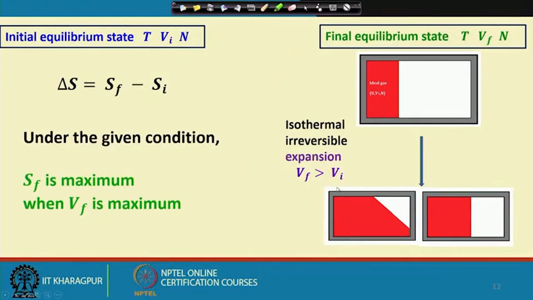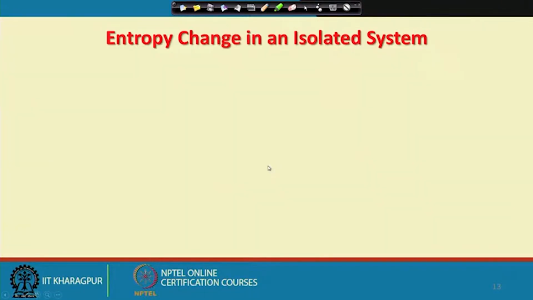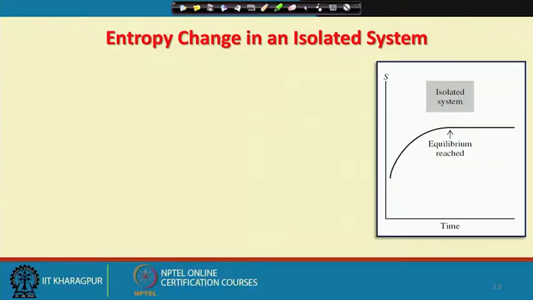Under the given condition, you see that the final entropy of the system is maximum when the final volume of the gas is maximum. So, what is the maximum volume of the gas? When it fills up the entire box. Therefore, the entropy change in an isolated system is summarized by this particular picture.